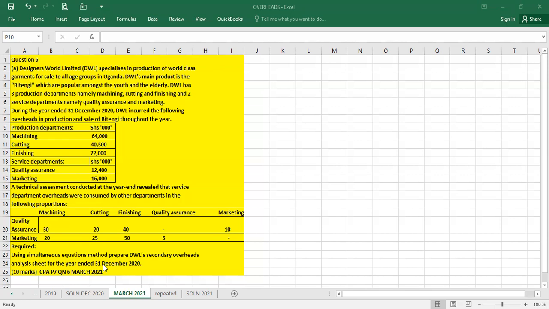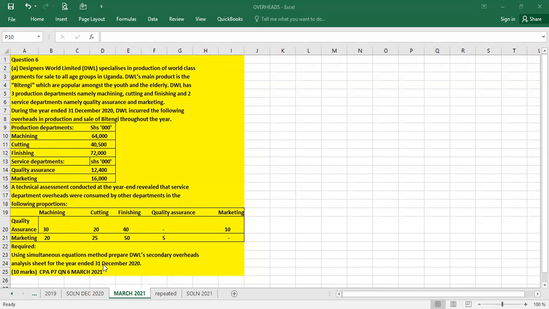We finished the direct method. If you have not yet seen it, just go and check it out. We've already posted that, but here we are going to be looking at the repeated distribution or the continuous.